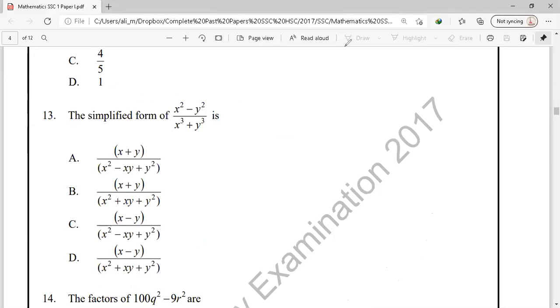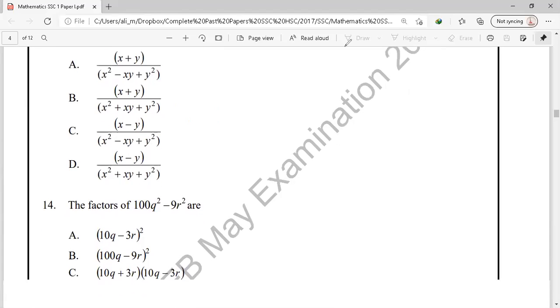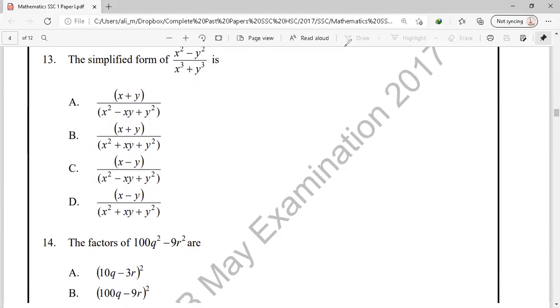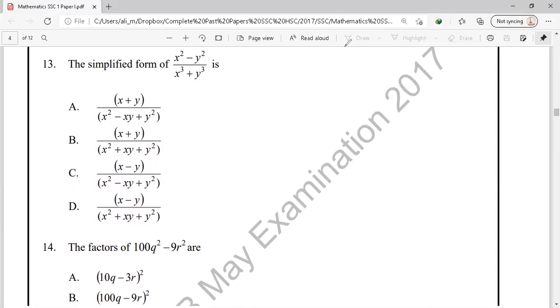So let's see question number 12. In this question, we have to simplify this expression by using factorization. So let's apply the factorization of difference of squares, that is equal to x plus y and x minus y, divided by the formula of sum of cubes.